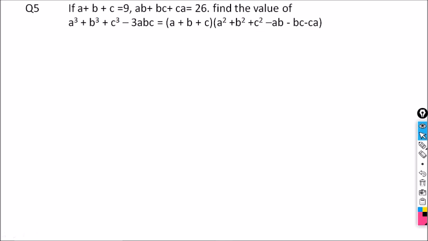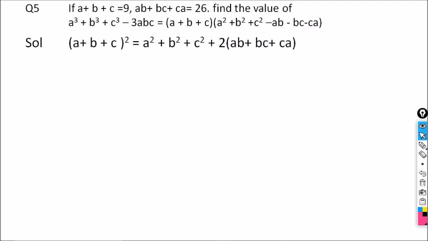For finding out the value of this expression, we are going to use this identity, which is (a + b + c) whole square. Now student, why are we using this identity? Because for finding out the value of a³ + b³ + c³ − 3abc, we need a + b + c, which is given in the question. We need a² + b² + c², which is not given in the question, where the value of ab + bc + ca is given and can be solved by taking this term common.